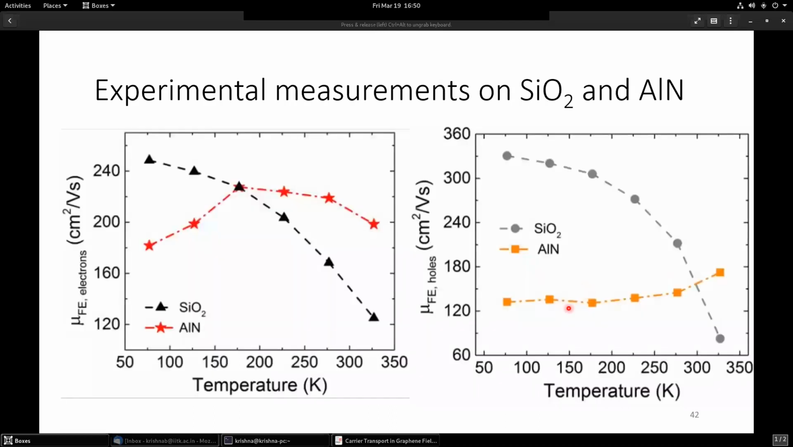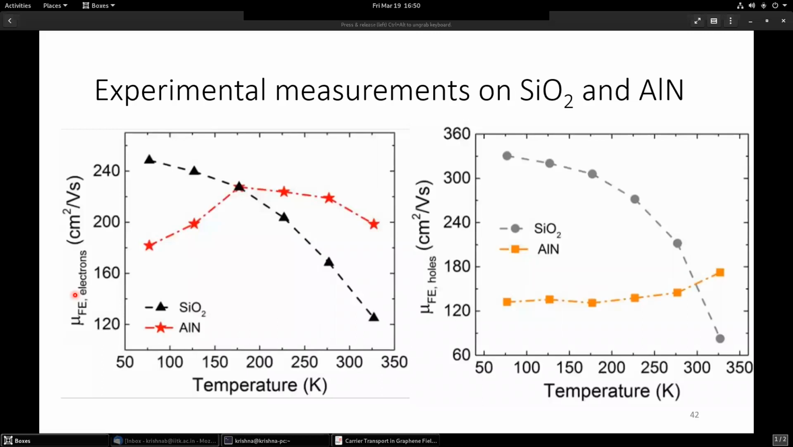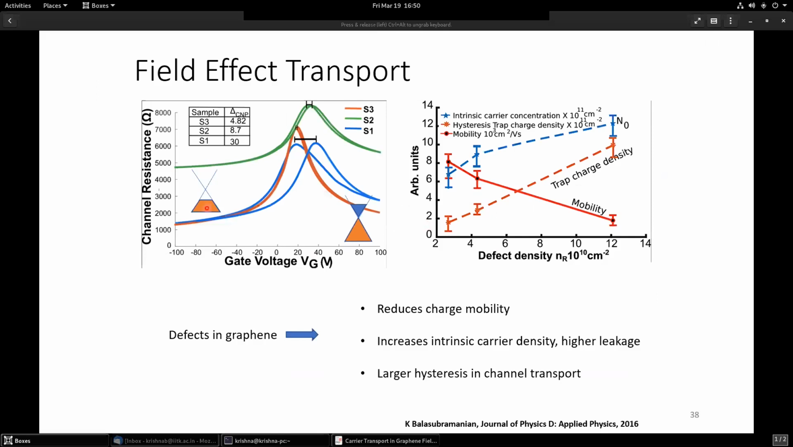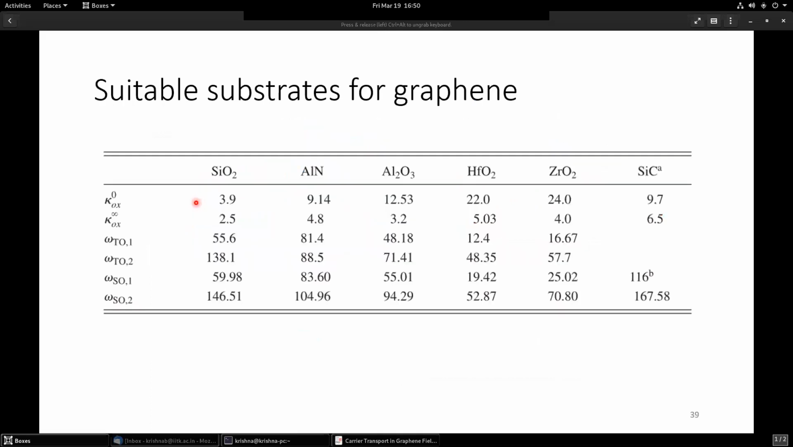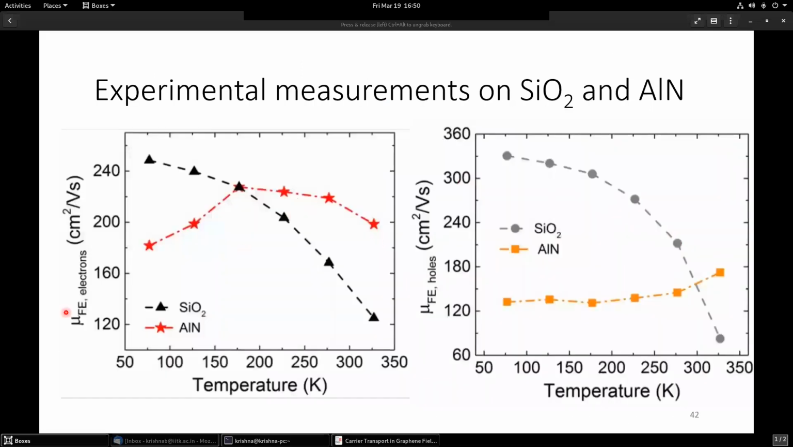So what we did is we took this sample and measured the electron and hole mobility at different temperatures. The electron mobility is basically taking this device and biasing it here. Hole mobility is taking the graphene and biasing it here, right? You are either in the conduction band or in the valence band. And that's what we have done. So we take the field effect mobility and compare graphene on silicon dioxide and graphene on aluminum nitride.